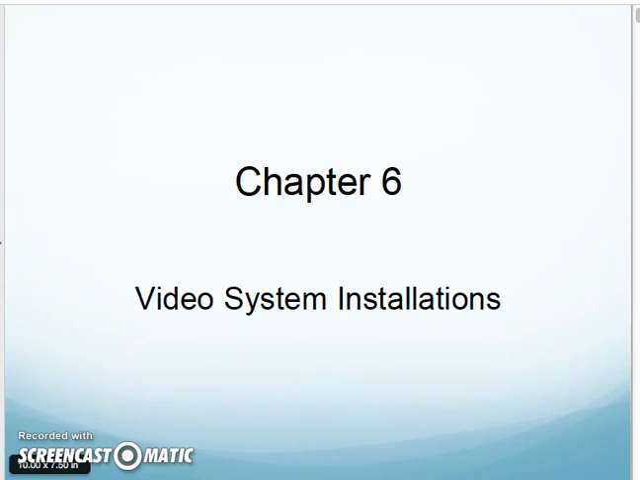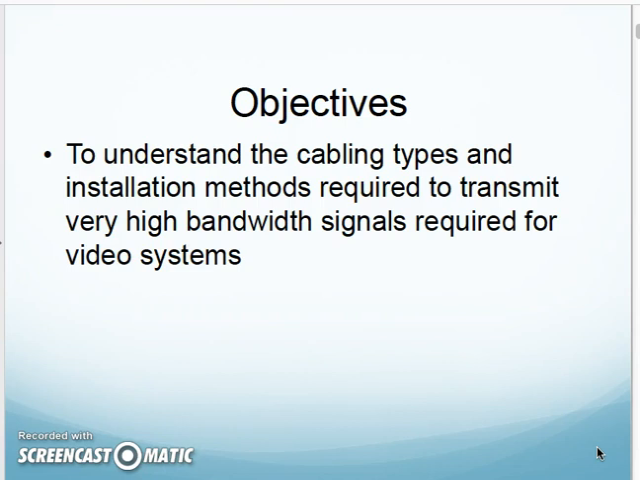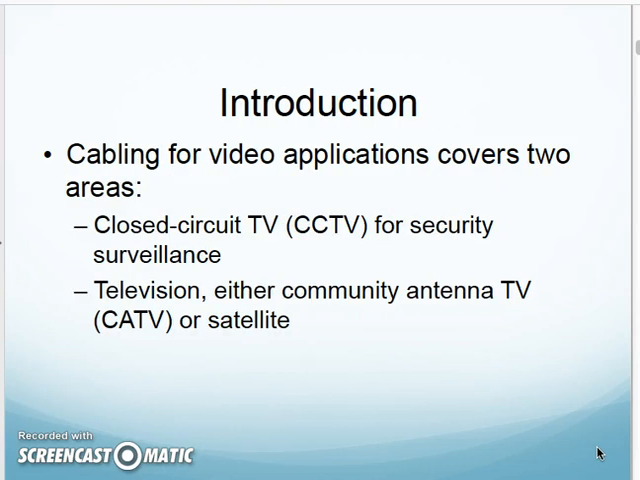Alright, CNT140, we're looking at Chapter 6 on our video system installations. So again, this is kind of one of those familiarity things. We may or may not have to deal with this down the road, but at least a little bit of familiarity is helpful if you have to deal with anything related to security cameras or cable TV in a building. So the two main video applications they're going to talk about are closed circuit TV for security and your television or cable TV, if you will, community antenna TV.